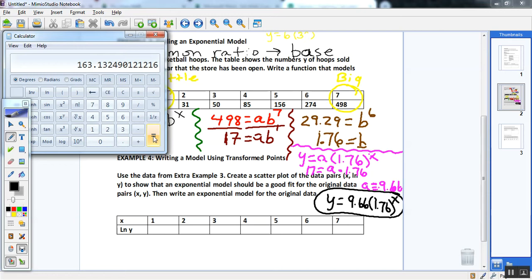Is this a perfect model? Is this an exact model? Or is this an approximate model? It's an approximate model, okay? We chose 2 points. That's the model it gave us.